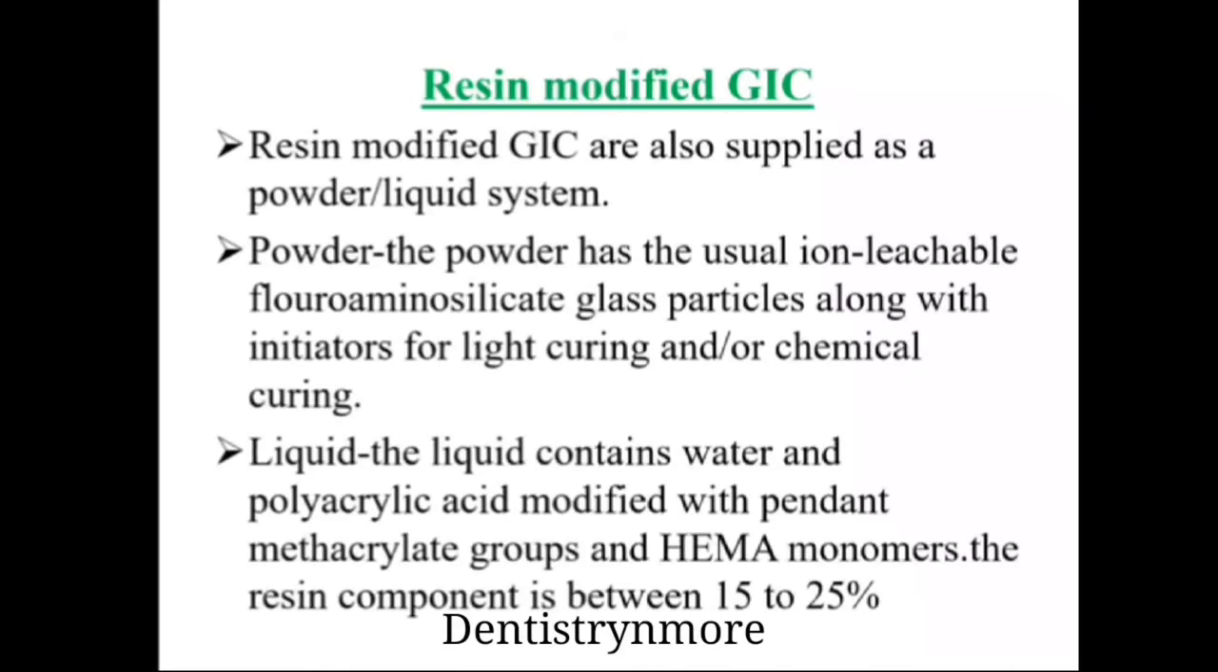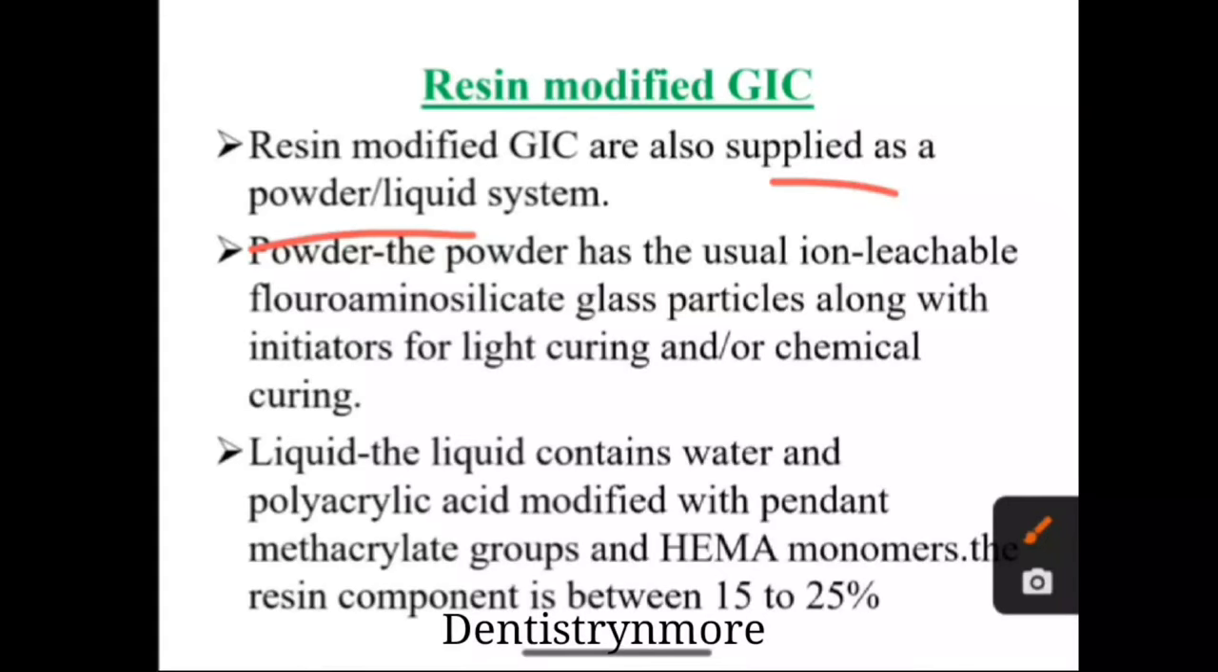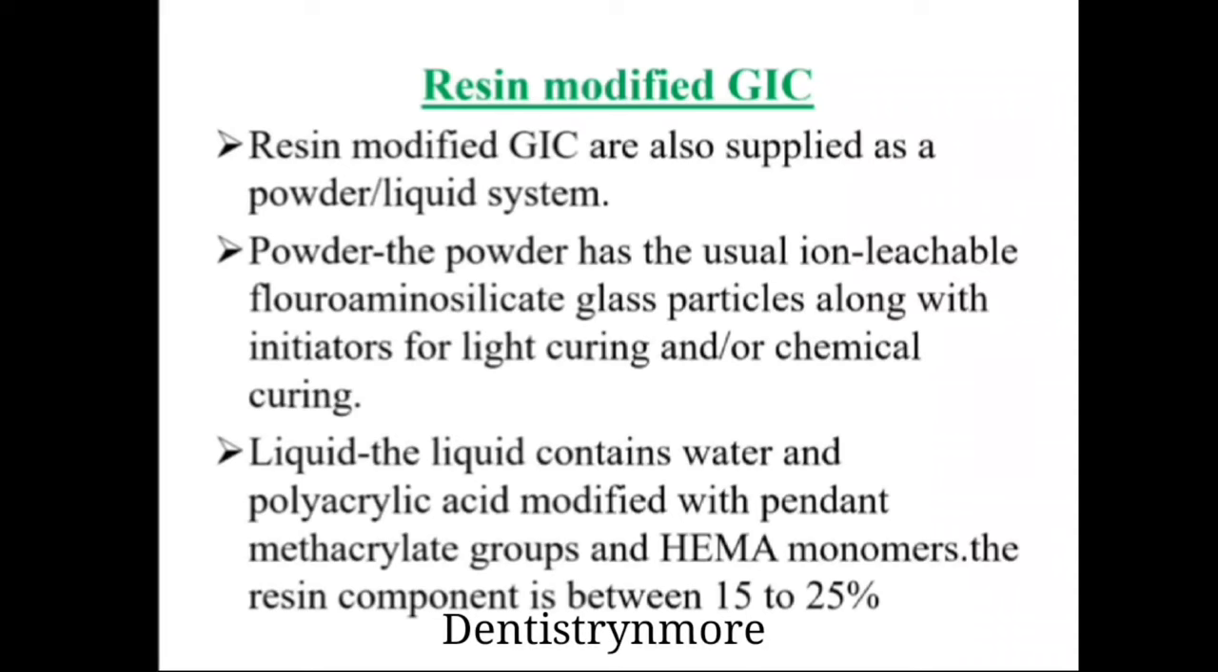Next one is resin modified GIC. This is a very important question. It is also supplied in the form of a powder liquid system, and the powder is ion leachable fluoroaluminosilicate glass particles, and the liquid is polyacrylic acid that is modified with pentane methacrylate groups and HEMA monomers, and the resin component is between 15 to 25%.